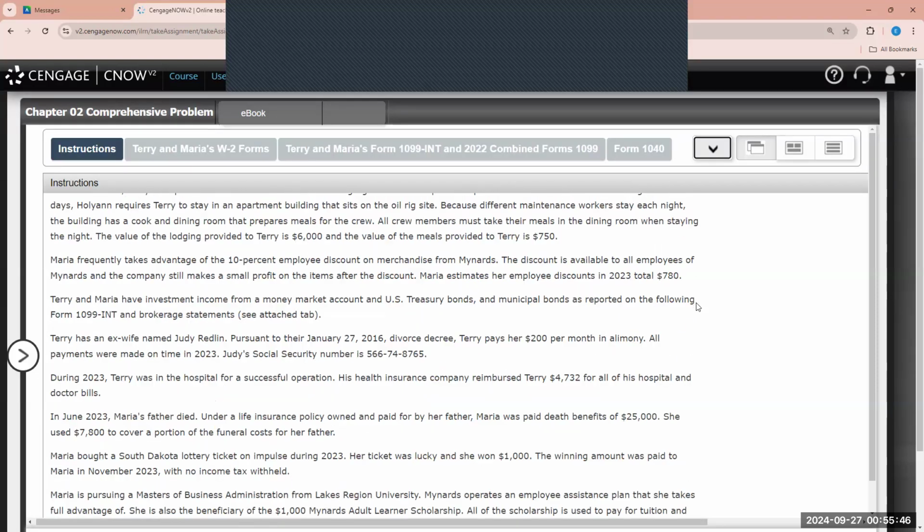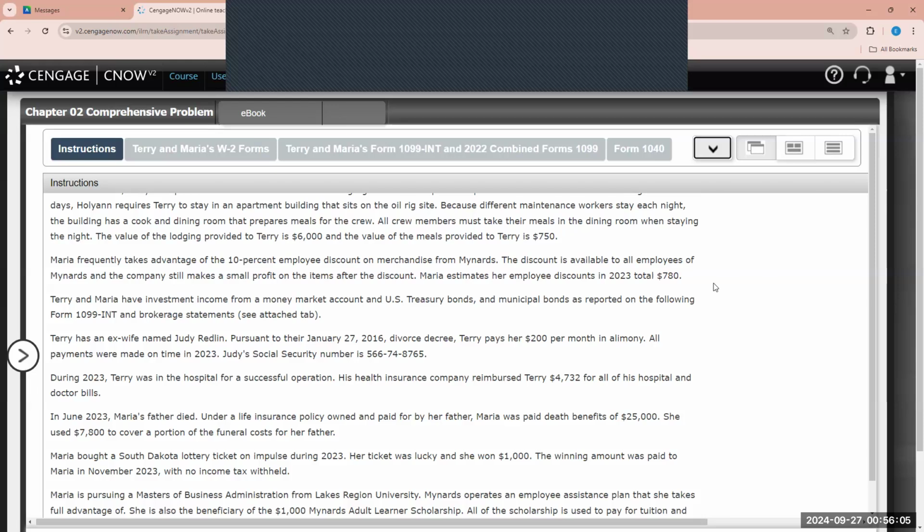Maria frequently takes advantage of the 10% employee discount on merchandise from Menards. The discount is available to all employees of Menards, and the company still makes a small profit on the items after the discount. Maria estimates her employee discounts in 2023 as $780.